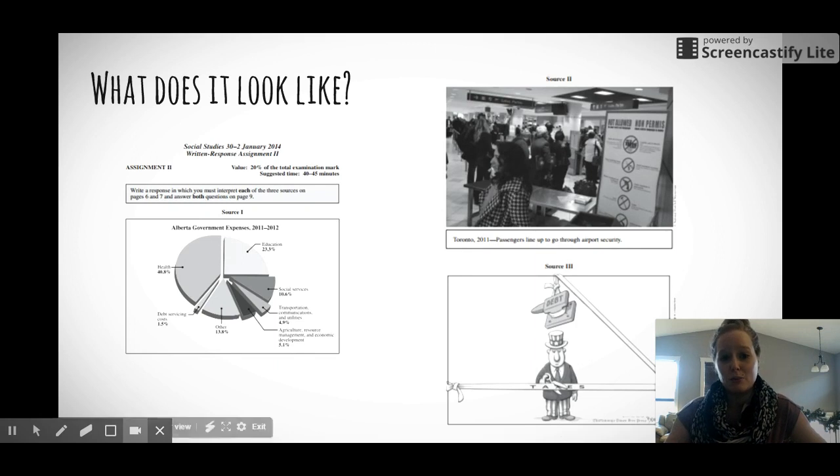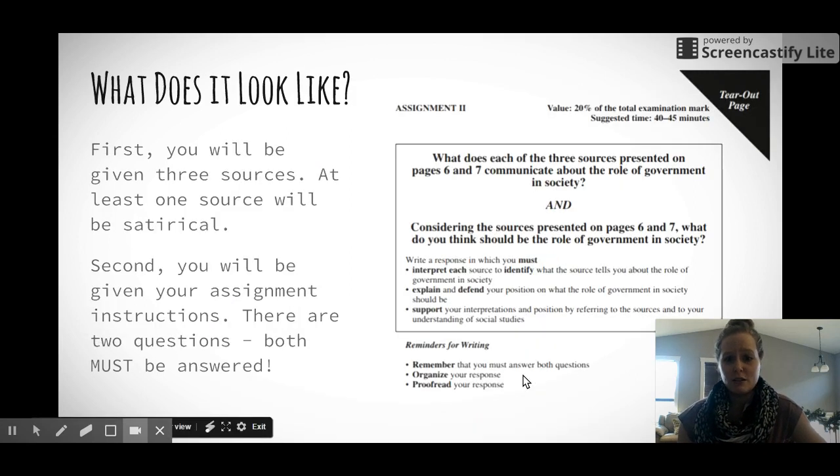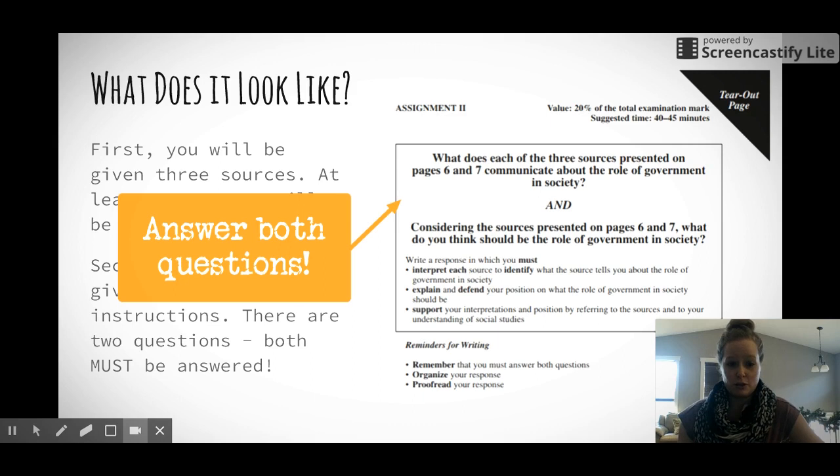So here is an example taken from your diploma that you'll write in grade 12. As you can see here, there are 3 sources. You'll see those first, and it's a good idea maybe just to jot down some notes on what you think they mean. It will help you out. Now, second, you'll see the questions here. So, like I said, first you will be given all 3 sources, and at least one will be satirical. And second, you will be given your assignment instructions. And like I said before, there are 2 questions, and both must be answered.